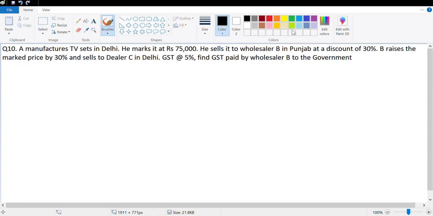The next question that we do is question number 10. It says: A is a manufacturer of TV sets in Delhi. He marks it at rupees 75,000. Sells it to a wholesaler in Punjab at a discount of 30%. So this is Delhi. This is person A. He's selling it to someone in Punjab. The person is B, and this is inter, which means we have a concept of IGST.